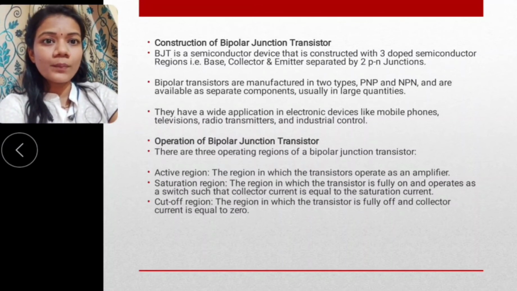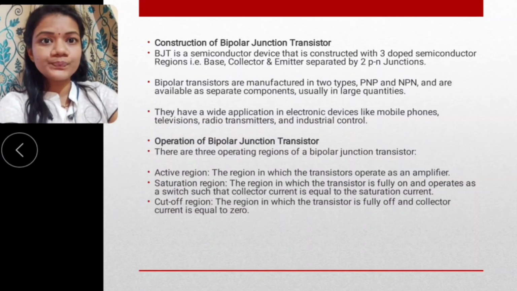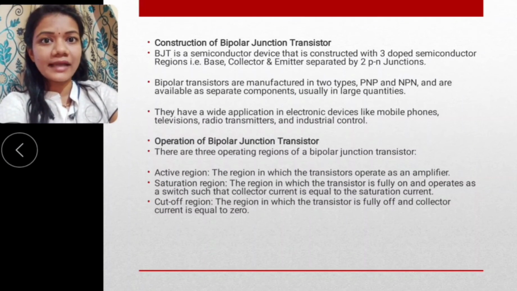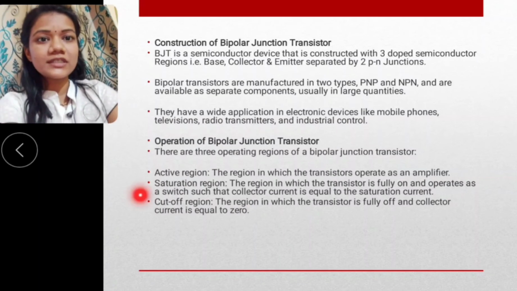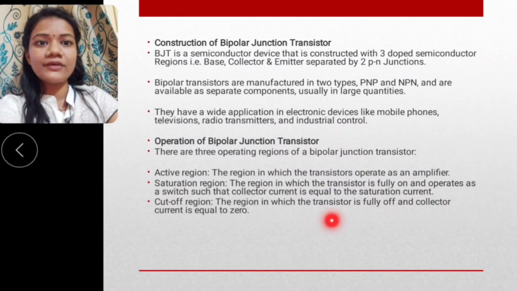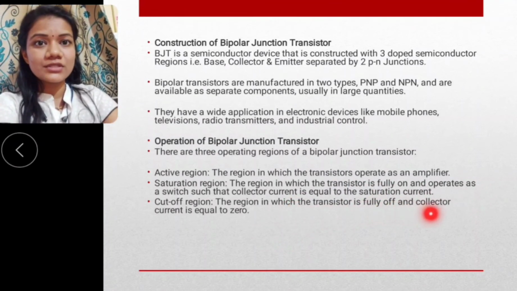Now what is the operation of a bipolar junction transistor? The operation is mainly divided into three regions. First is the active region. Active region means the region in which the transistor operates as an amplifier. Then second is your saturation region, the region in which the transistor is fully on and operates as a switch such that collector current is equal to the saturation current.